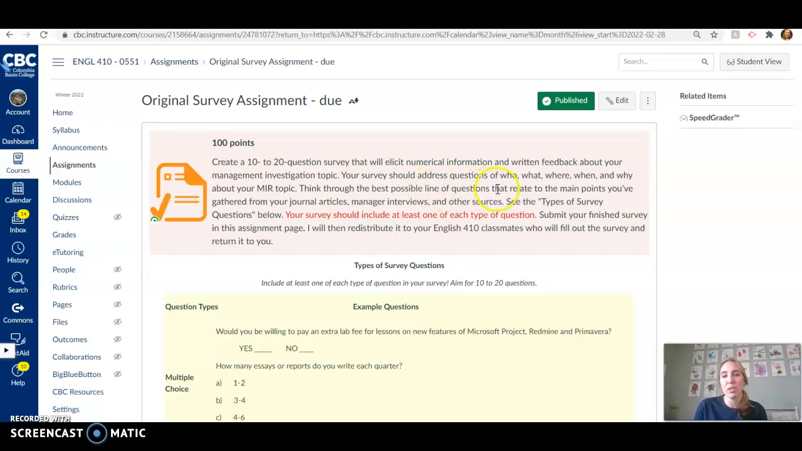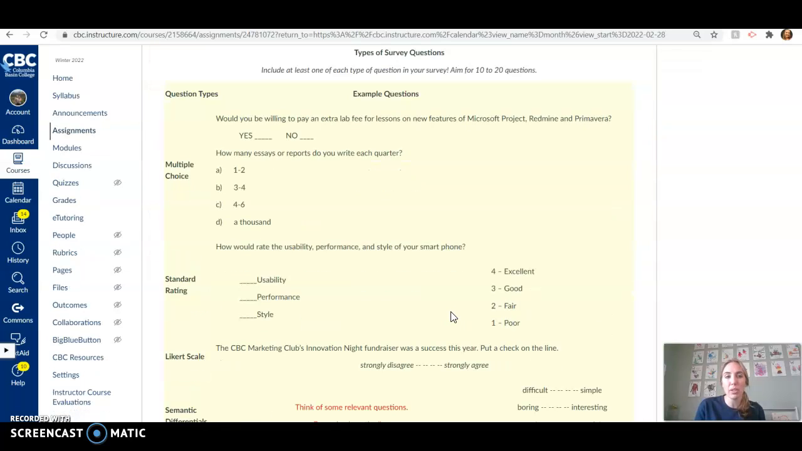So your survey should address questions of who, what, where, when, and why you're doing your topic and what kind of things might be helpful as you think about your report and the data points you might need to fill out an effective report. So you want to have a couple different types of survey questions. And I've got some examples for you here.